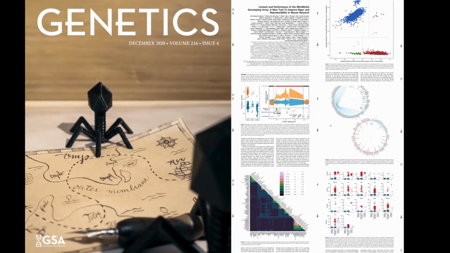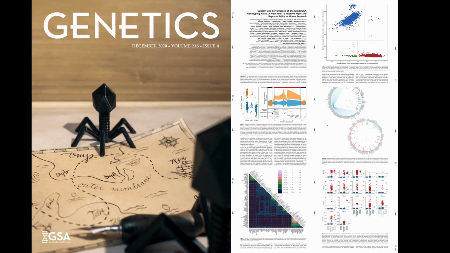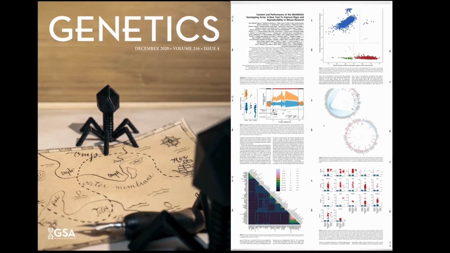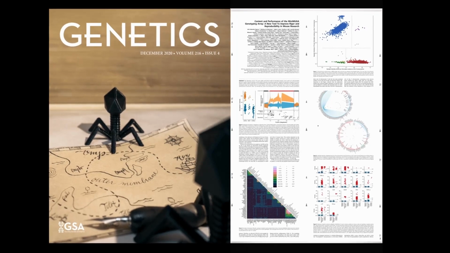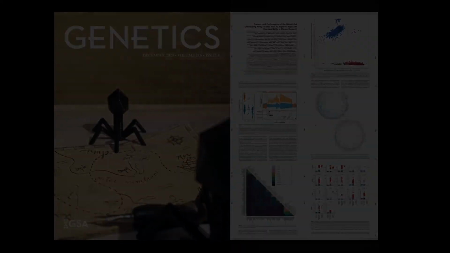If you're interested in learning more about construct detection or any other aspect of MiniMUGA, please see our article in the December 2020 issue of the journal Genetics.